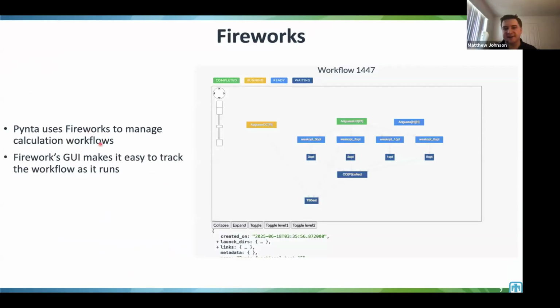Pynta uses Fireworks to manage these calculation workflows. It has a nice GUI that makes it easy to track these workflows as they run. You can visualize and see what calculations are running, what are ready to run, and which ones have completed, and it also helps you look if any calculations go wrong. You can take a closer look at them.